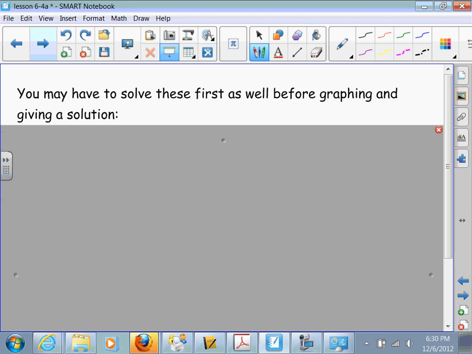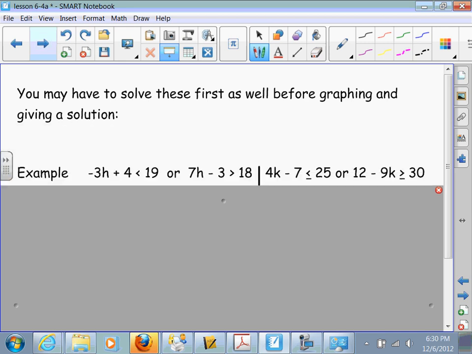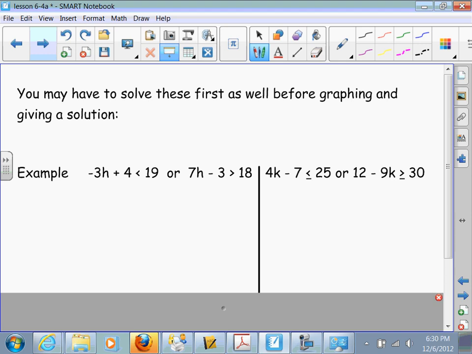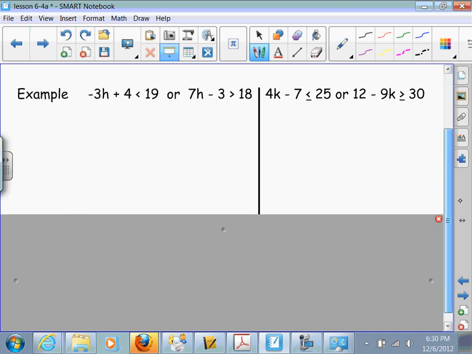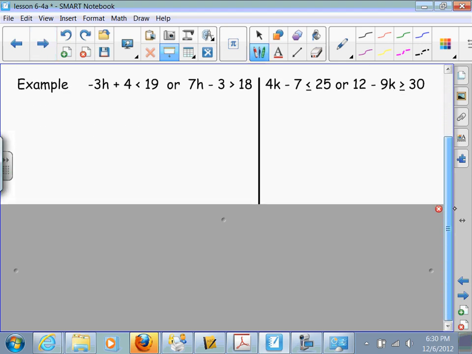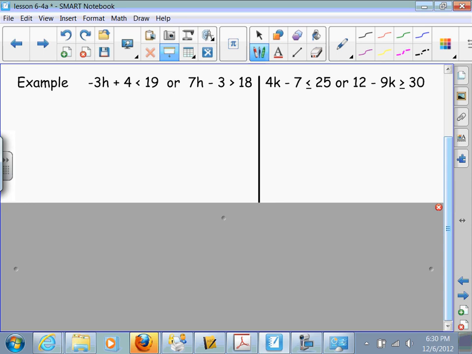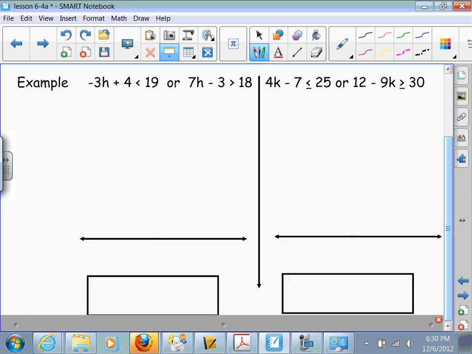All right, and these are going to be the last couple of examples that we go through. We can do some preliminary solving, which are just like what we've been doing in the past, but now we have one or we have 2 inequalities instead of just 1. All right. So take a look.